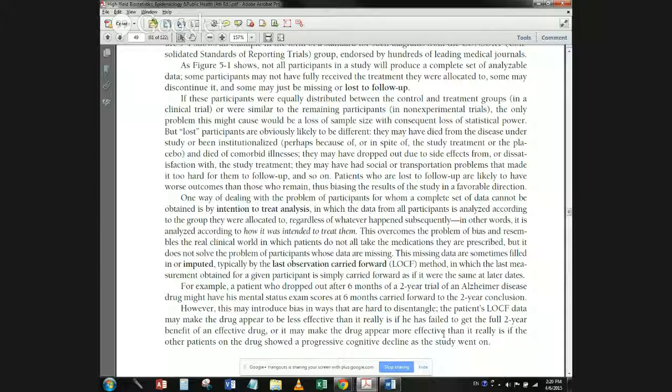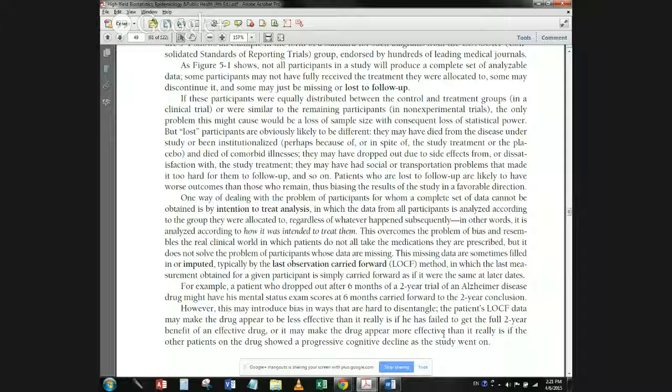One way of dealing with the problem of participants for whom a complete set of data cannot be obtained is by intention to treat analysis, in which the data from all participants is analyzed according to the group they were allocated to, regardless of whatever happened subsequently. In other words, it is analyzed according to how it was intended to treat them. This overcomes the problem of bias and resembles the real clinical world in which patients do not take the medications they are prescribed, but it does not solve the problem of participants whose data is missing.